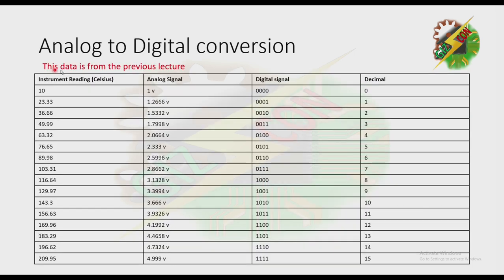Next, this is the data from our previous lecture. We have 10 degrees Celsius here. The analog signal is 1 volt, digital signal of 000, and here 23.33. We have an equivalent analog signal of 1.2667, and the digital signal is 0001. And as you can see here, if we have a value of 15 degrees Celsius, there's no equivalent digital signal, and that makes it inaccurate.